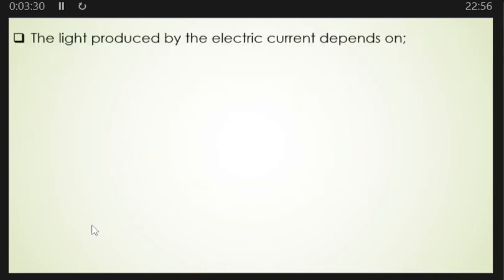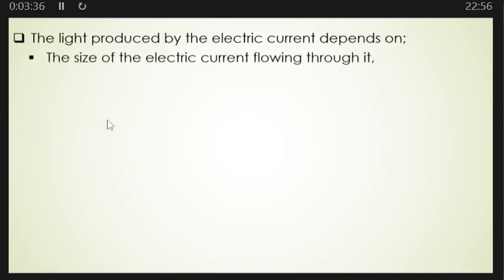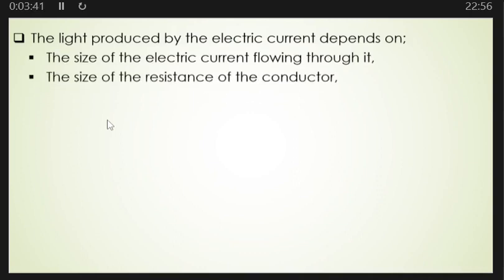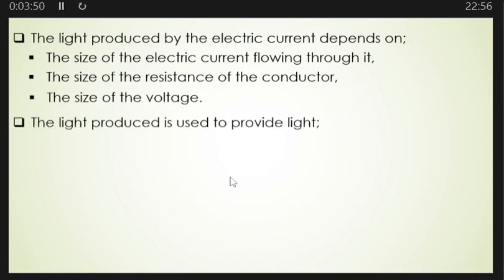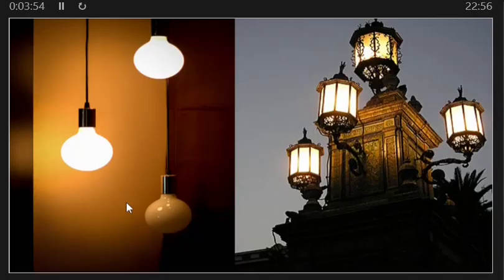So the light produced by the electric current depends on, one, the size of the electric current flowing through it, then two, the size of the resistance of the conductor, then three, the size of the voltage. The light produced is used to provide light in homes and streets, like you can see, homes and streets. All right, so now let's move.